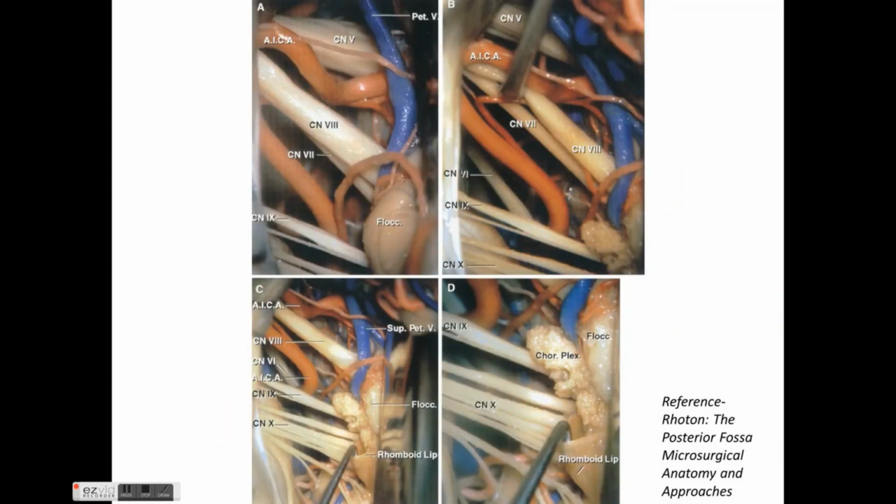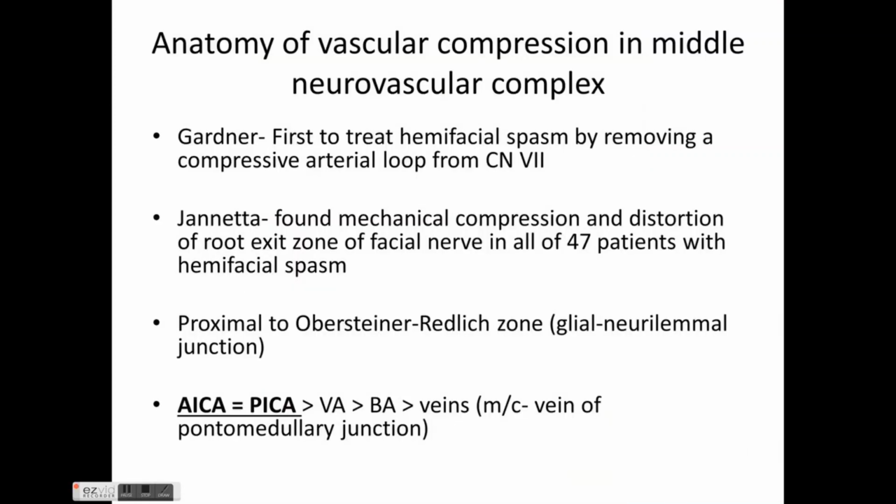Now coming to the anatomy of vascular compression in the middle neurovascular complex. Gardner was the first to treat hemifacial spasm by removing an arterial loop from the 7th nerve. Jannetta found mechanical compression and distortion of the root entry zone of the facial nerve in all of 47 patients with hemifacial spasm. It is proximal to the Obersteiner-Redlich zone, the glial-neurolemmal junction, and the most common cause is the AICA and the PICA. And the most common vein is the vein of the pontomedullary junction.